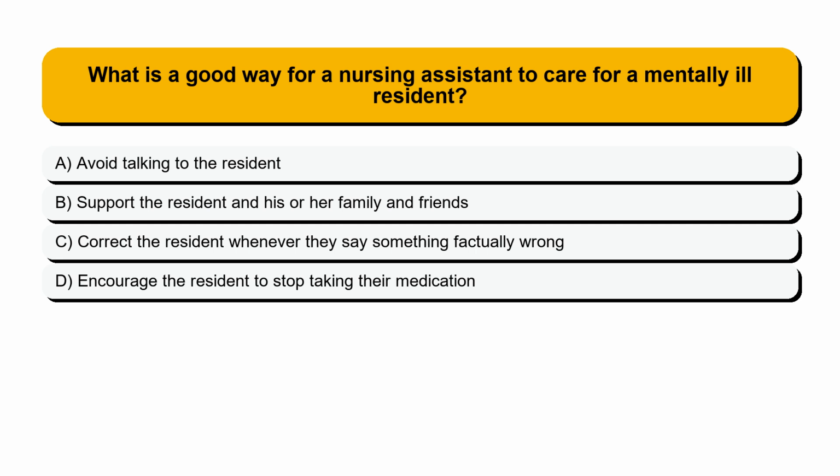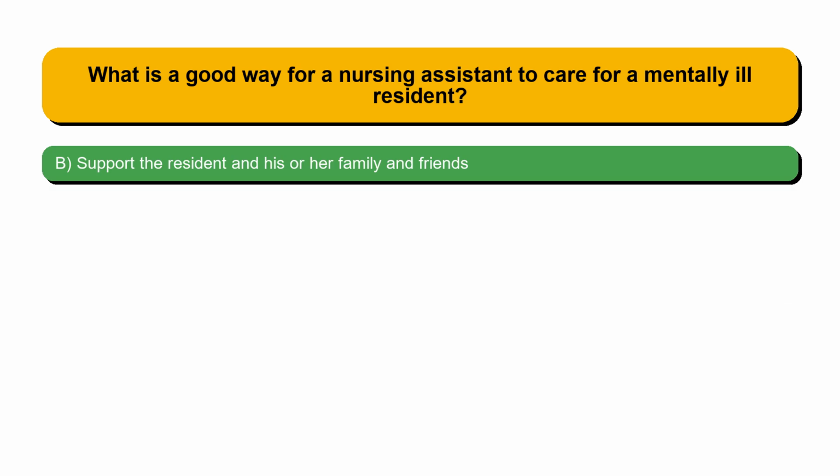Question 97. What is a good way for a nursing assistant to care for a mentally ill resident? Option A, avoid talking to the resident. Option B, support the resident and his or her family and friends. Option C, correct the resident whenever they say something factually wrong. Option D, encourage the resident to stop taking their medication. The correct answer is option B, support the resident and his or her family and friends.